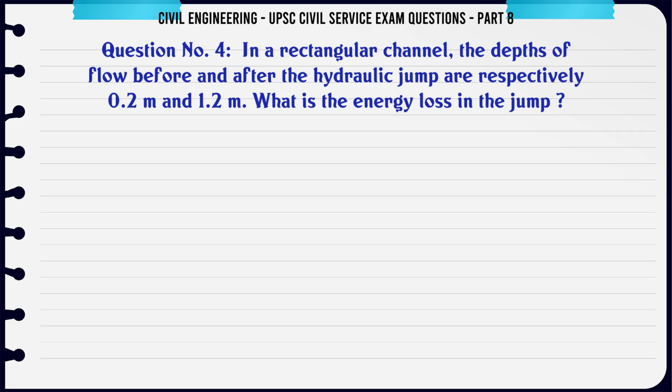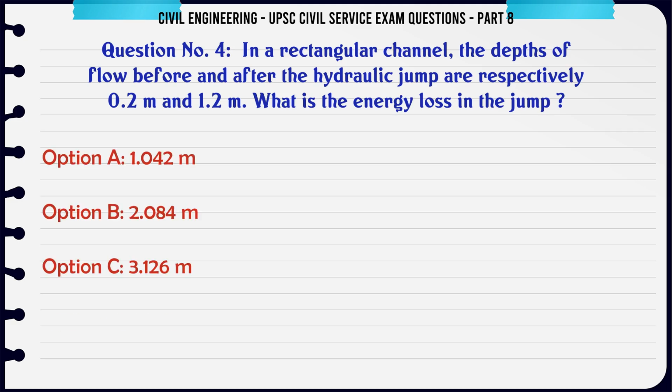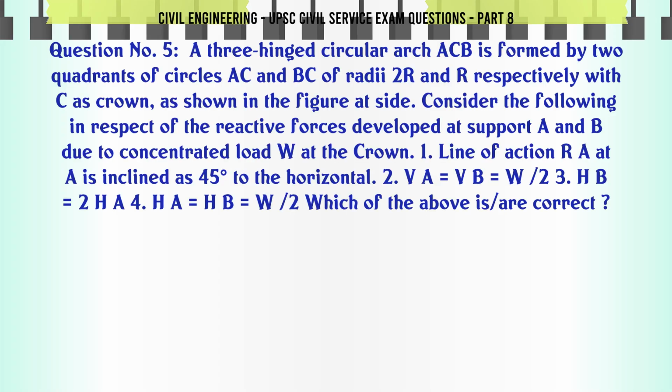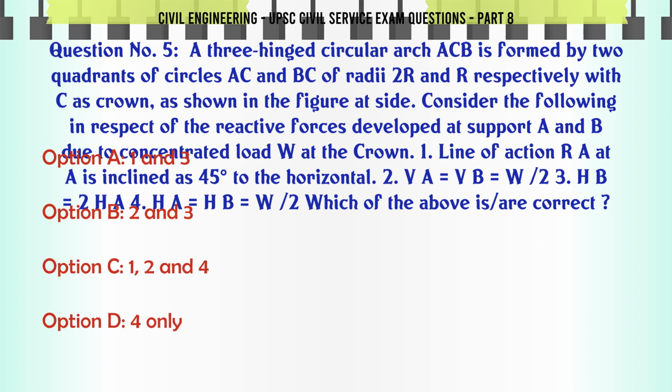In a rectangular channel, the depths of flow before and after the hydraulic jump are respectively 0.2 m and 1.2 m. What is the energy loss in the jump? A. 1.042 m, B. 2.084 m, C. 3.126 m, D. 4.168 m. The correct answer is 1.042 m.